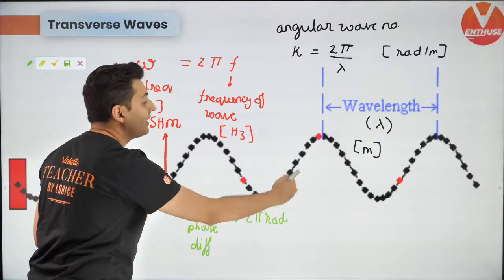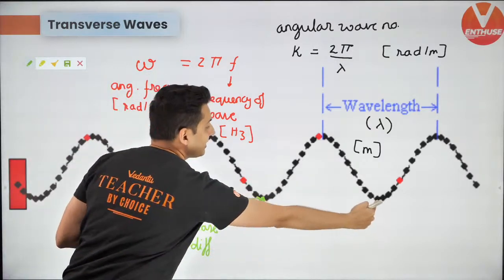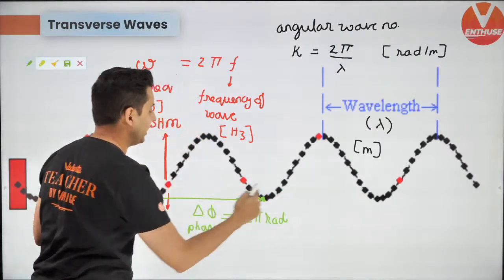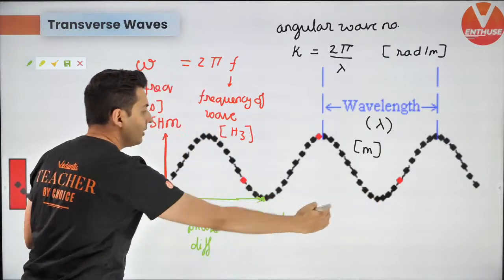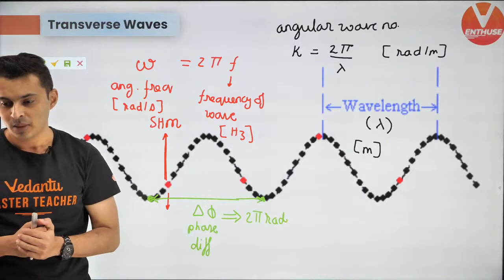Now, as I go ahead, the phase difference keeps increasing. If I reach here, the phase difference between this and that point, between this and this point, will be 2 pi plus 2 pi, which will be 4 pi radians. It will be 4 pi radians.